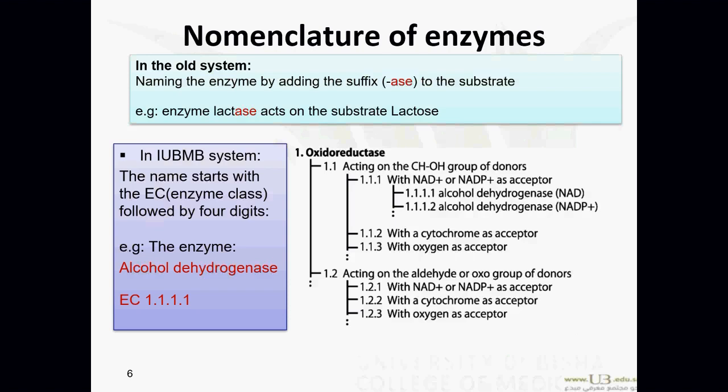So the oxidoreductase can be classified into this is a major class, this is a subclass, and this is a subclass, and the last digit, number 4, is for the specific enzyme.